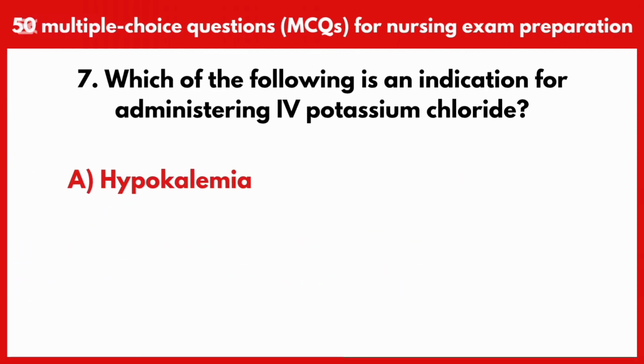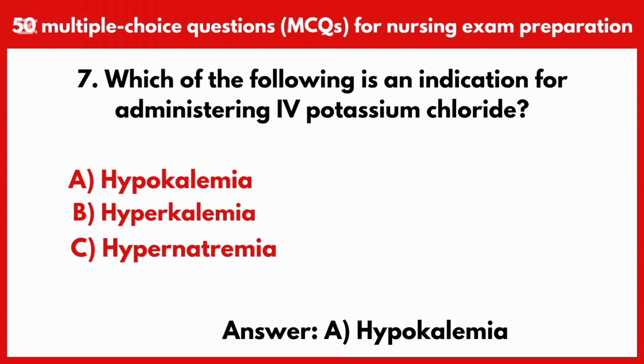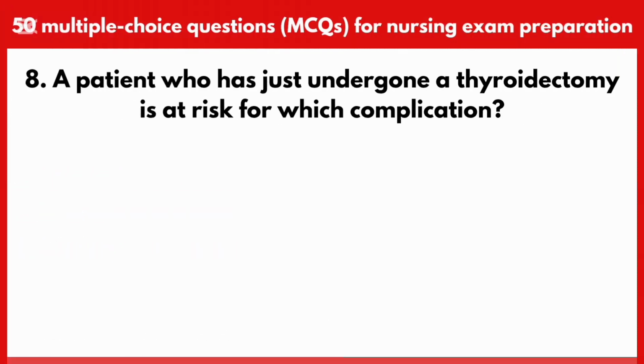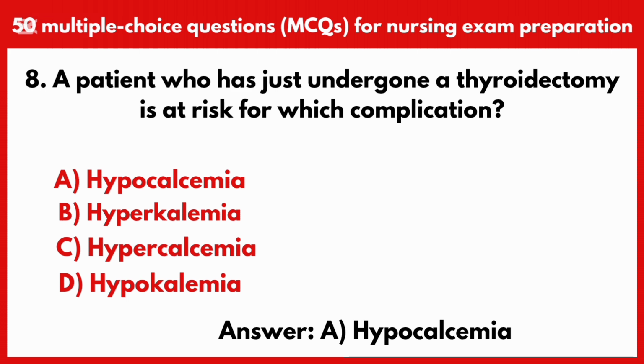Which of the following is an indication for administering IV potassium chloride? Correct answer is option A, hypokalemia. A patient who has just undergone a thyroidectomy is at risk for which complication? Correct answer is option A, hypocalcemia.